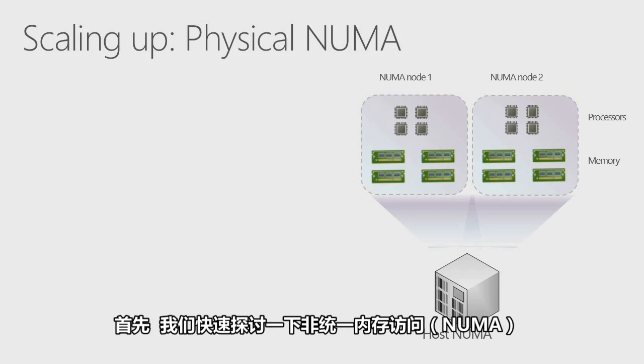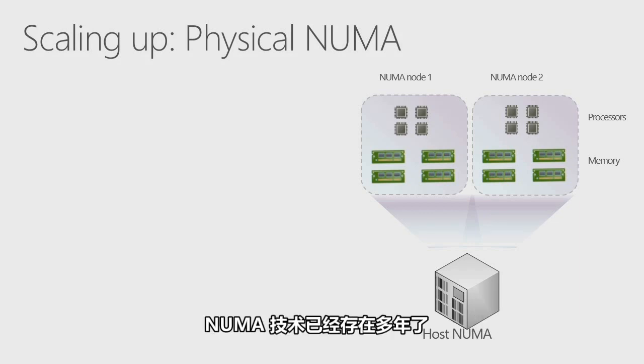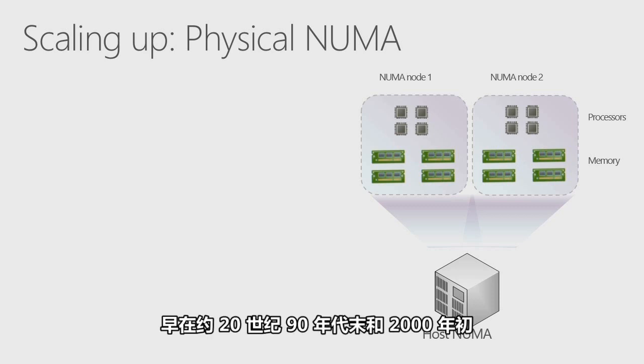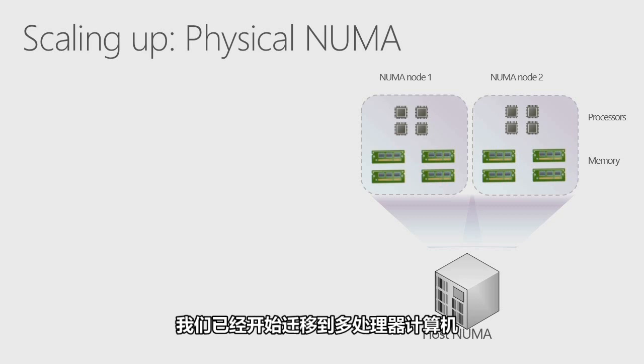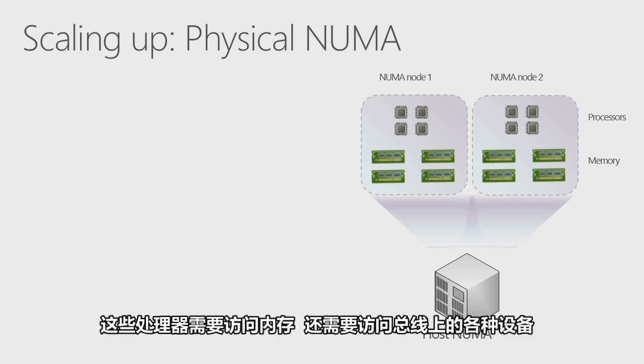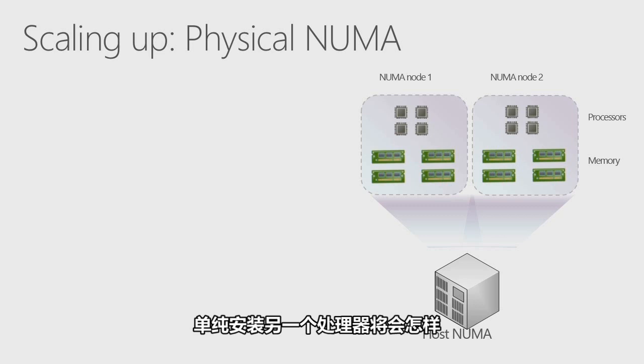Number one, let's talk about NUMA real quickly. NUMA is a technology that's been around for many years now. Around the end of the 90s, beginning of the 2000s, we started moving really to multiprocessor machines. So one of the challenges we had to deal with was processors and memories. We started adding more processors. Well, they need to access memory. They also need to access devices on the bus. And what happens is, even just adding a second processor, long before we had multi-core processors, they're trying to access a device simultaneously, or they're trying to access memory simultaneously, which can be a challenge.